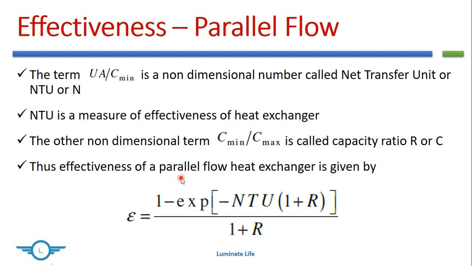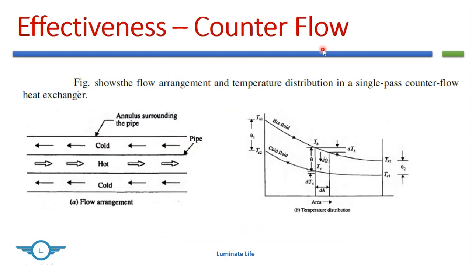Now if you notice, this entire term is independent of the temperature. So now you can use this effectiveness to find the heat transfer rate Q, and from the estimated heat transfer rate Q, you can estimate the outlet temperature of hot water as well as cold water. So that is how effectiveness helps in heat exchanger analysis. Similarly, we can derive effectiveness for a counterflow arrangement also.